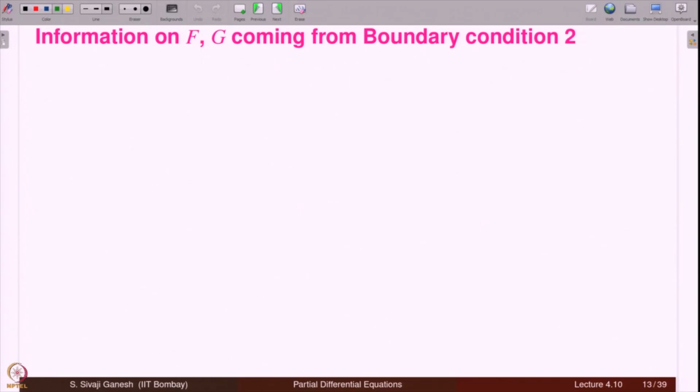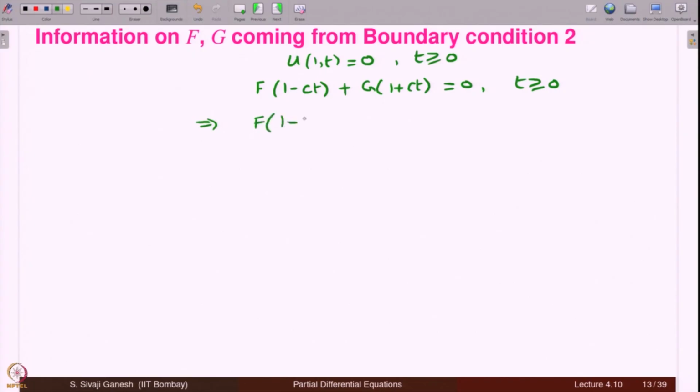So this is the information we get from boundary condition 1. Let us see what we get from boundary condition 2. What is the second boundary condition? It is u of (1, t) equal to 0, right. So substituting the formula for u, we get f of 1 minus Ct plus g of 1 plus Ct equal to 0, valid for all t greater than or equal to 0. So this means that f of 1 minus zeta plus g of 1 plus zeta equal to 0, zeta greater than or equal to 0.